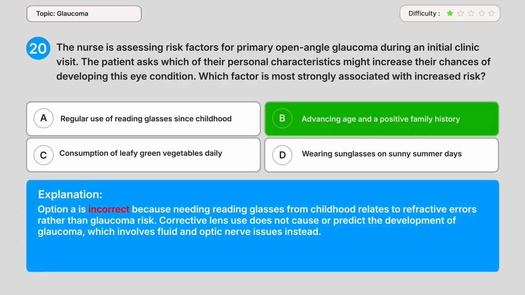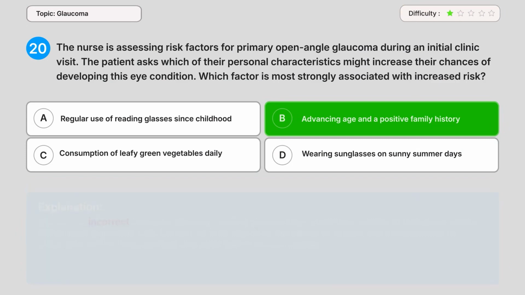Option A is incorrect, because needing reading glasses from childhood relates to refractive errors rather than glaucoma risk. Corrective lens use does not cause or predict the development of glaucoma, which involves fluid and optic nerve issues instead.